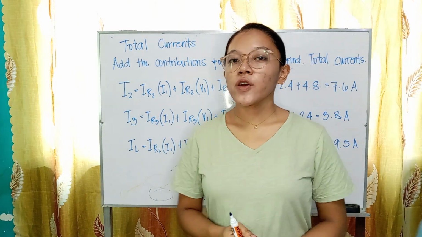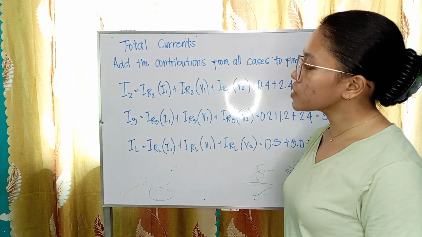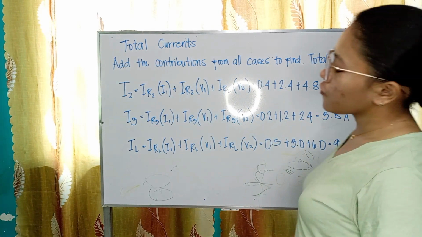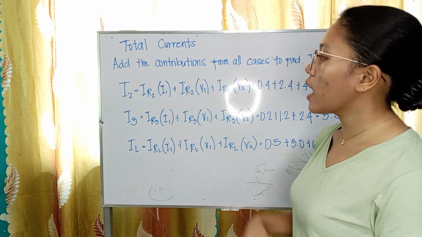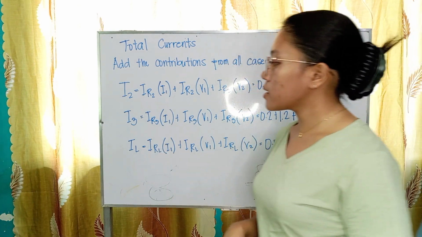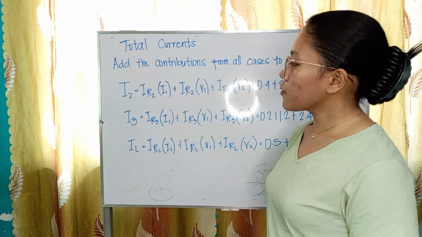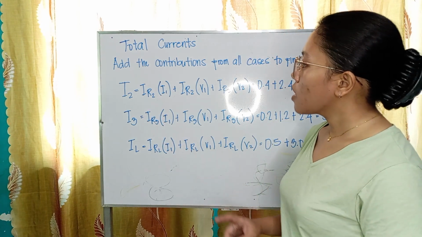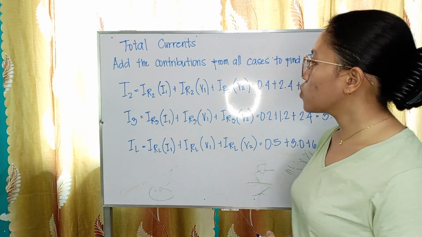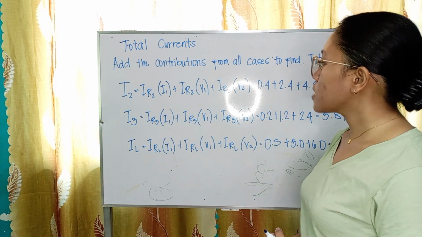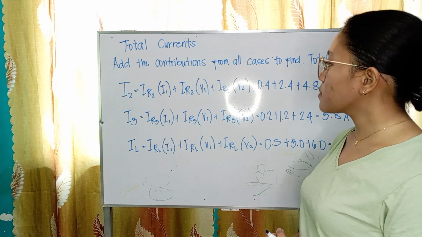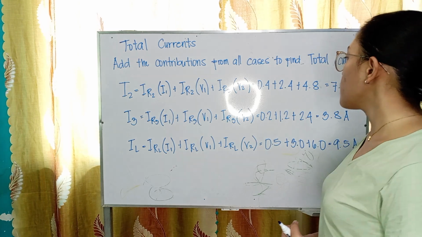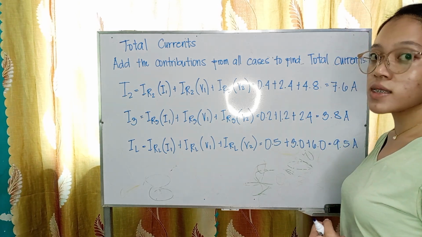And now for step 4, we need to find the total currents by adding the contributions from all the cases. First, we need to identify I sub 2, I sub 3, and I sub L. So for I sub 2, it is equal to the IR sub 2 contribution from I1 plus that from V1 plus that from V2, equal to 0.4 plus 2.4 plus 4.8, equal to 7.6 amperes.